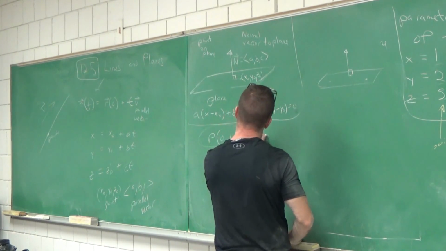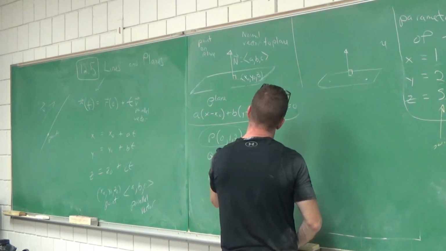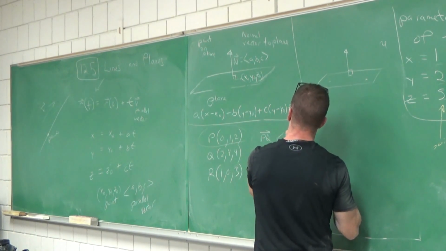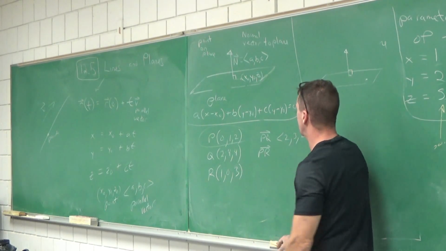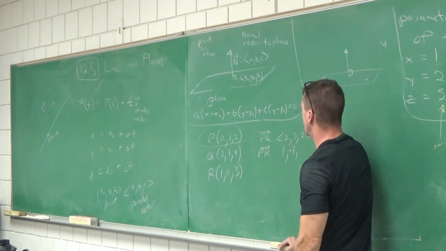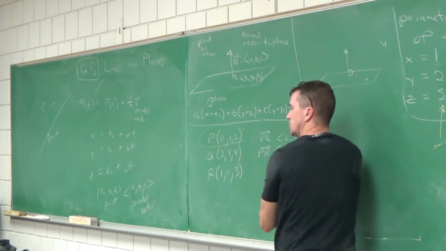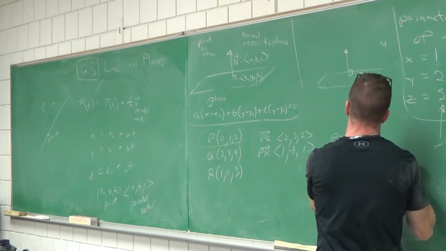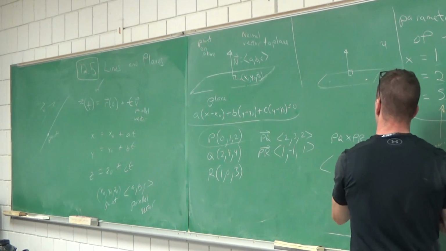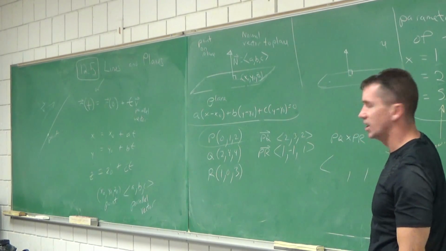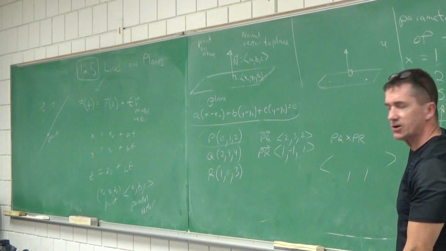What's PQ? 2, 3, 2. Okay, what's PR? Tip minus tail. -1 and what? Now when we cross those, oh, here we go again. No, PR is... did I mess up PR? Yeah, oh no, it's equal. One. We're good? Hey, cross them.